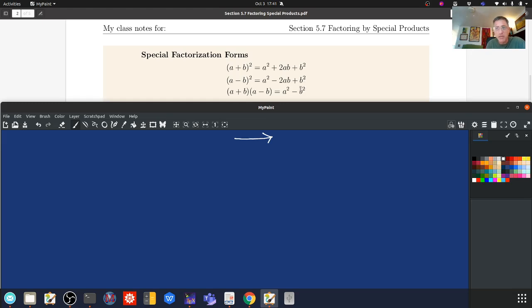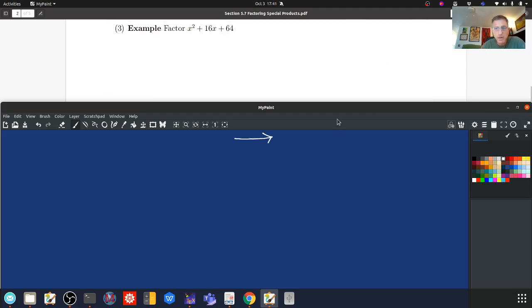And now we're going to be given what's on the right-hand side and see if we can produce what's on the left-hand side. And there are some pretty easy checks.